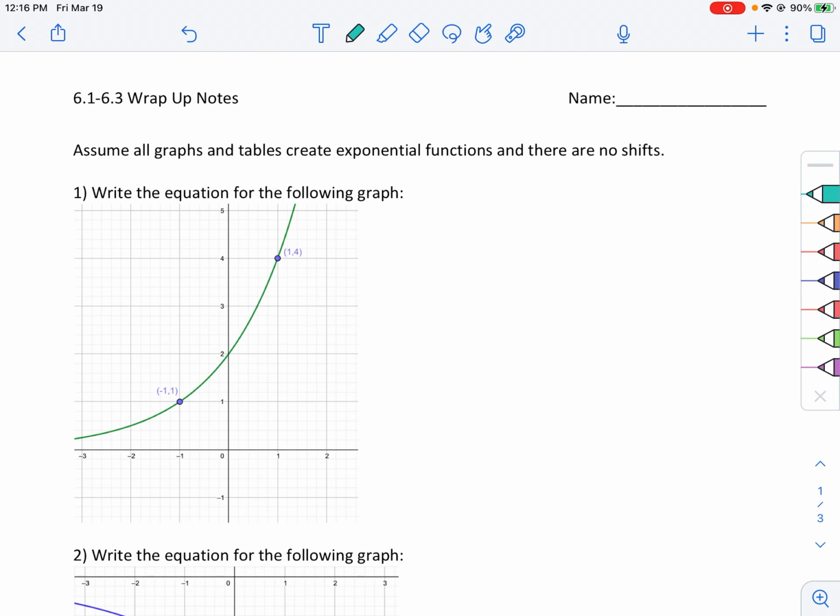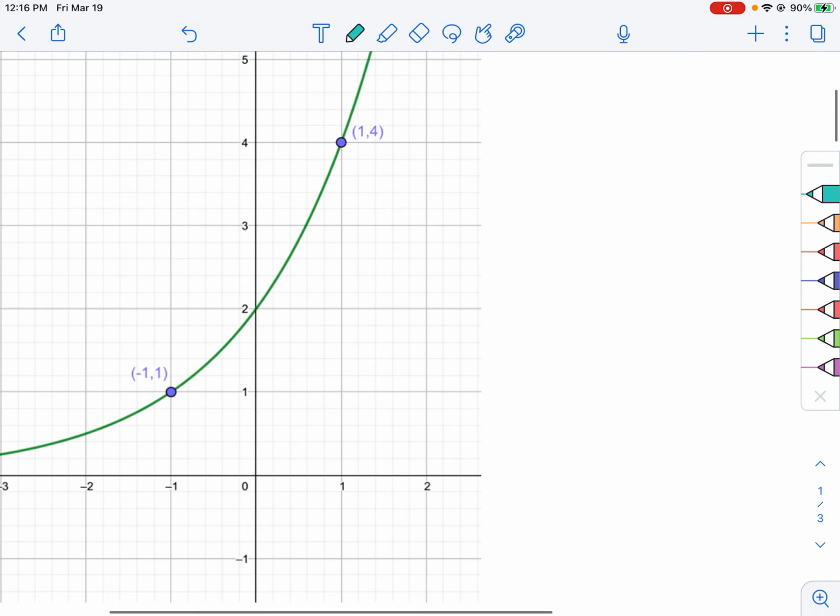All right, just a quick video for the notes today. Today we looked at writing the equation of an exponential equation given the graph or given the table.